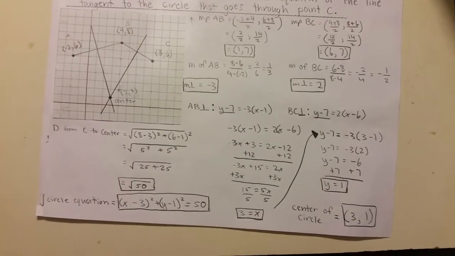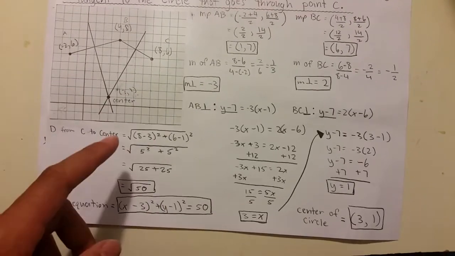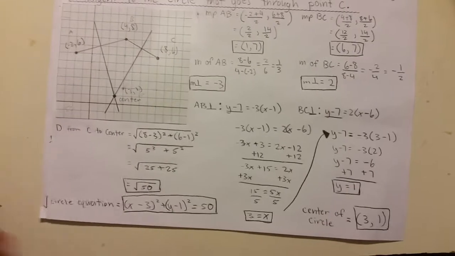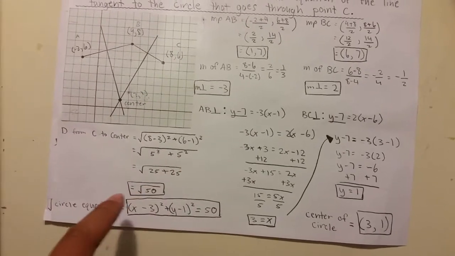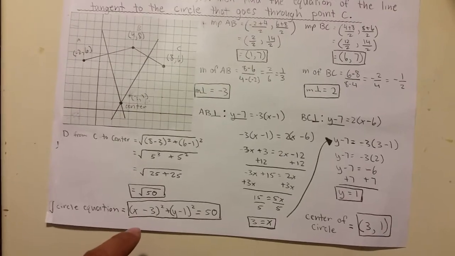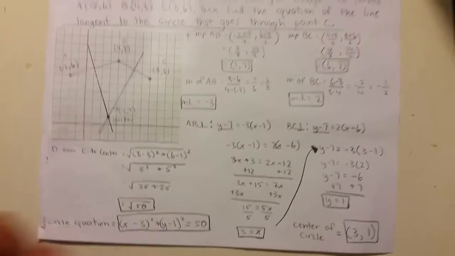Now that's just for the center. To find the radius, we just use the distance formula from the center to one other point. Here we chose C just because it doesn't matter. We go through the distance formula, find that it's root 50, and then we plug it into the circle equation, which for this will be (x minus 3) squared plus (y minus 1) squared equals 50.